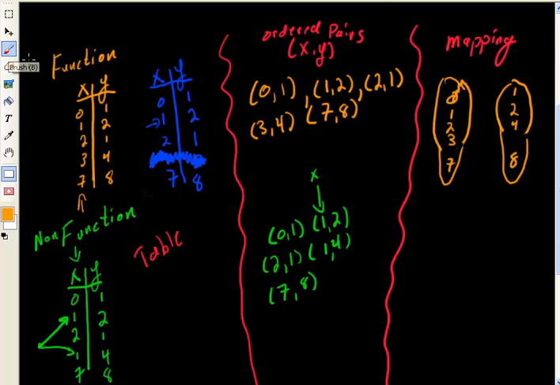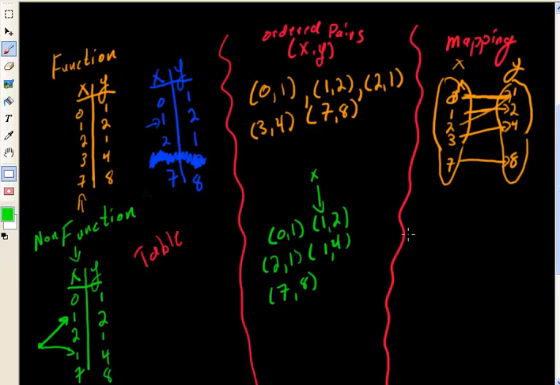All right, so what we want to do with this is map out what the 0 goes to. The 0 goes to the 1, the 1 goes to the 2, the 2 also goes to the 1, the 3 goes to the 4, and the 7 goes to the 8. And if you notice, all of these only have one arrow going to the other box. So this is our X box, and this is our Y box.